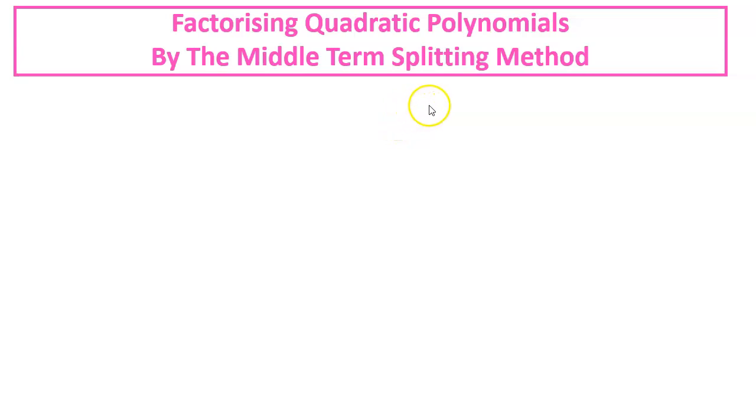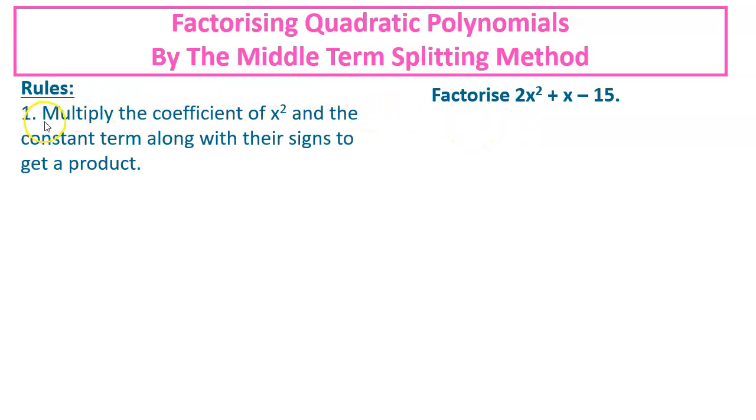First of all, we will be looking at the quadratic expression or quadratic polynomial that has been given to us for factorization. It is factorize 2x squared plus x minus 15. Now we come to the rules. Rule number 1 says multiply the coefficient of x squared and the constant term along with their signs to get a product. The coefficient of x squared is 2 and the constant term is negative 15. We have to take the signs.